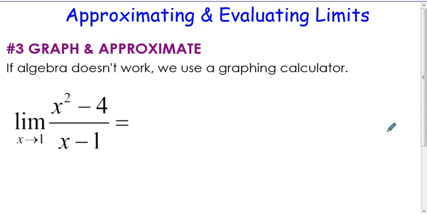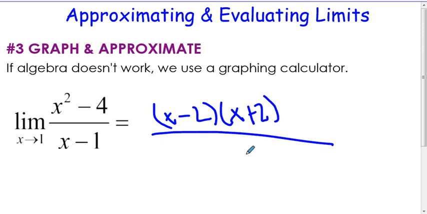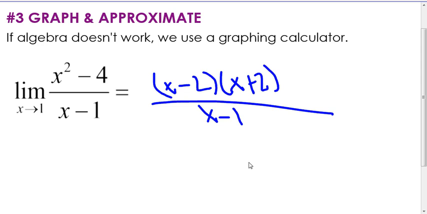All right, our last one is to graph and approximate. So if our algebra doesn't work, right? So if we factored this like we would have previously, we get x minus 2, x plus 2 over x minus 1, right? And that doesn't cancel, right? So there's no hole here. We plug 1 in, we get 0 in the denominator, so we can't just straight substitute. So we're going to go and look at the graph.